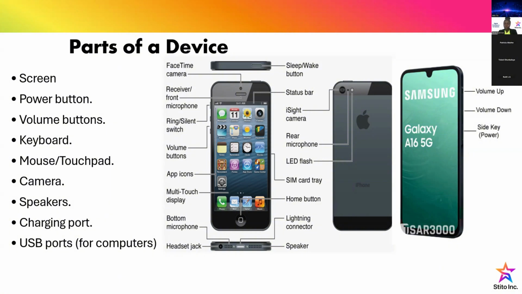The USB port is for computers, and we use it to connect some accessories to our computer. We also have some phones that support earpieces with a cable, so it has a port, while some are just Bluetooth. We'll talk about that as we go in the course of this class: Bluetooth, Wi-Fi, mobile data, and everything. So it's important we know the parts of our devices.